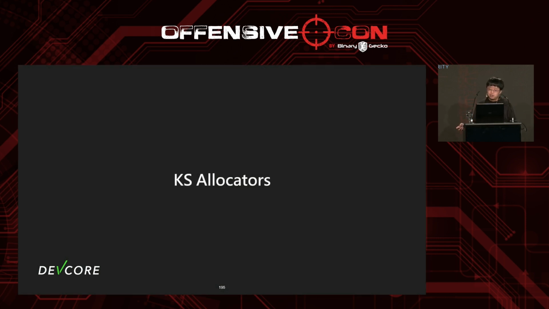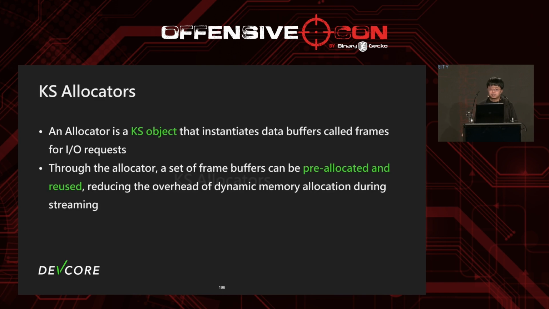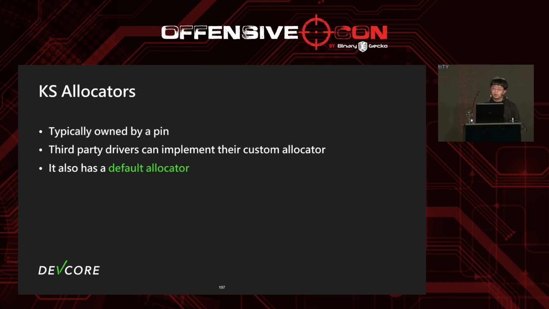But before diving into that, we need to introduce an object in kernel streaming, the KS allocator. Through the KS allocator, a set of frame buffers can be pre-allocated and reused, reducing the overhead of dynamic memory allocation during streaming. Typically, an allocator object is assigned to a pin, and the third-party driver can implement their own custom allocator if needed. KS also provides a default allocator.